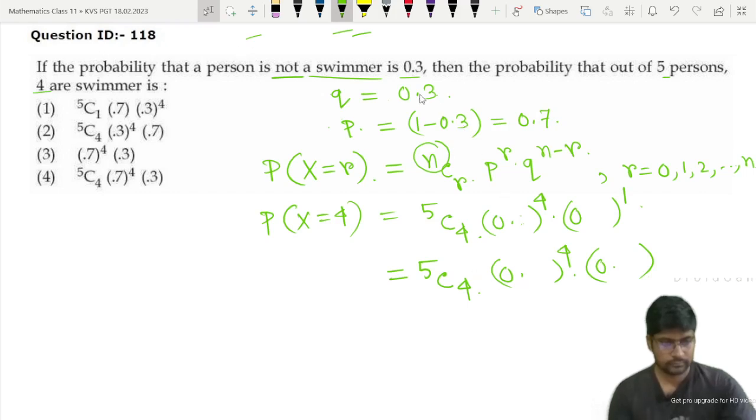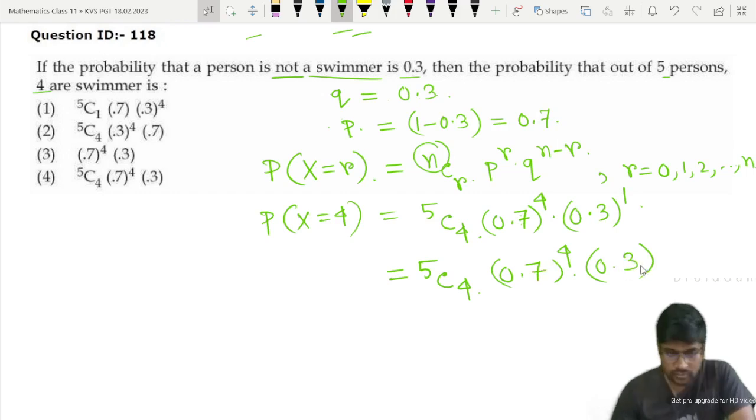So we have to interchange this. P value will be 0.7 and Q will be 0.3. So this will be 0.7 to the power 4 and this will be 0.3. Okay, so our answer is 5C4 into 0.7 to the power 4 into 0.3.